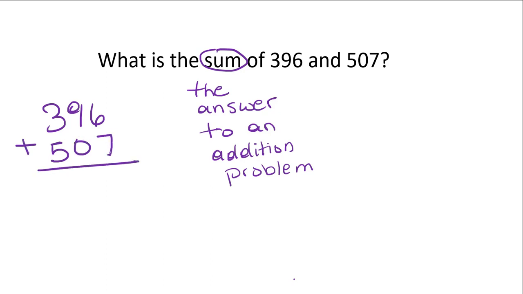So 6 plus 7, 7 plus 6 is 13. And then the 9 plus 1 is 10, so the 0 goes here, and then the 1 goes over here. 3 plus 1 plus 5, that's 9. 903 is the answer, the sum of 396 and 507.